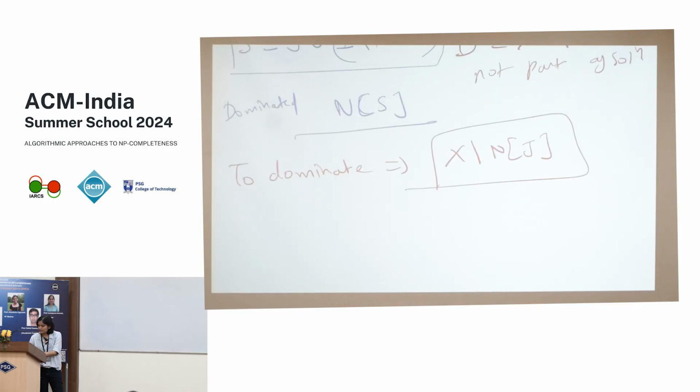Fine. Here, this is the closed neighborhood of S, and X minus the closed neighborhood of S. That is what I need to dominate now. Do I know any algorithm for dominating set with what we have discussed? What can I do? I just need to dominate them. I can make a new graph now. What is there in the graph?